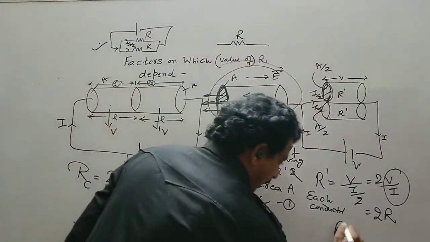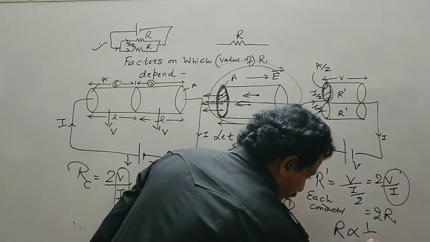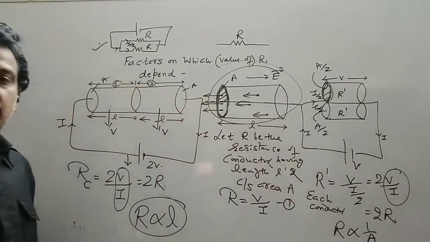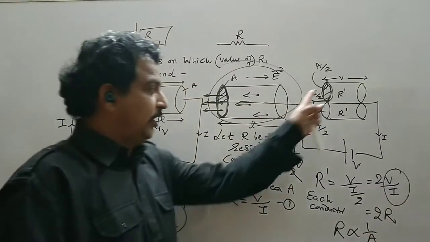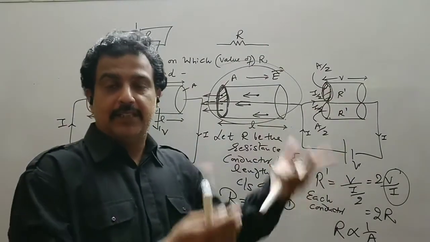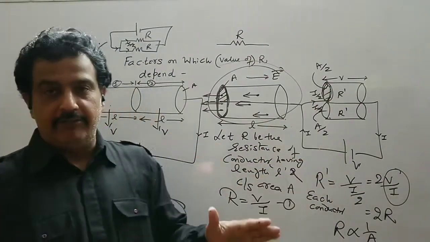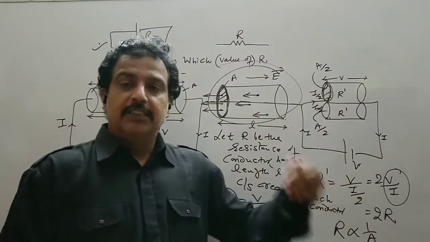So R is inversely proportional to the area. Smaller is the cross sectional area, more is the resistance. So if the area is half, the resistance becomes double.